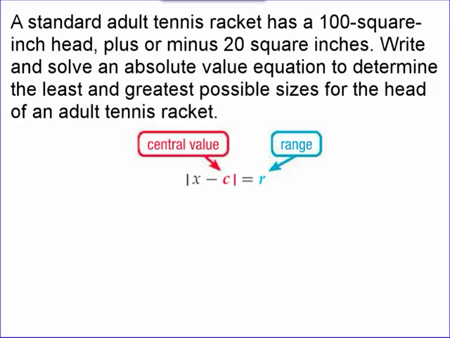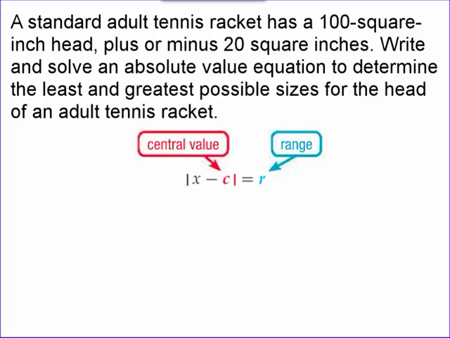All right. So let's look at this one, because these are more of the types of problems we're going to be dealing with today. It says a standard adult tennis racket has a 100 square inch head plus or minus 20 square inches. Write and solve an absolute value equation to determine the least and greatest possible sizes for the head of an adult tennis racket.